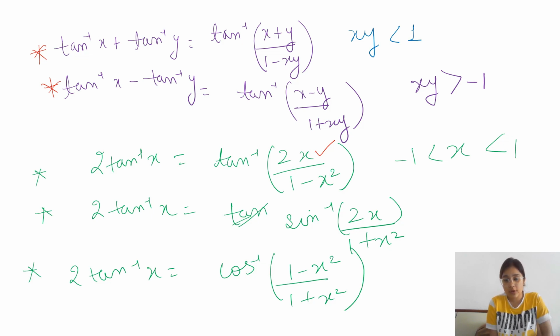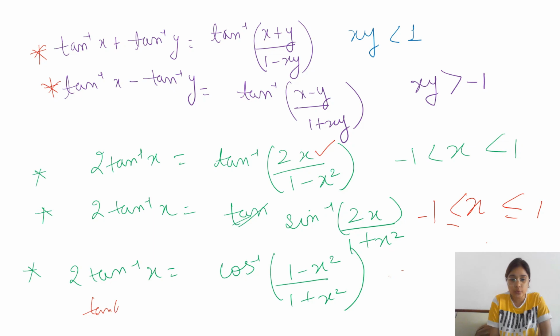Now for cos, sorry, I have not written the condition of this, where x lies between minus 1 and 1, and here x is always greater than or equal to 0 for this third condition. As you know, tan theta is equal to sine theta upon cos theta. So this tan theta value is given, sin theta value is given. You will substitute here and you can easily find the value of cos theta. So this formula arises from there only.